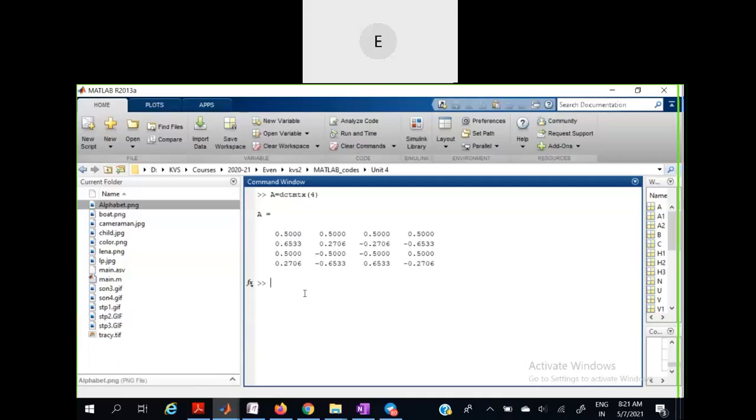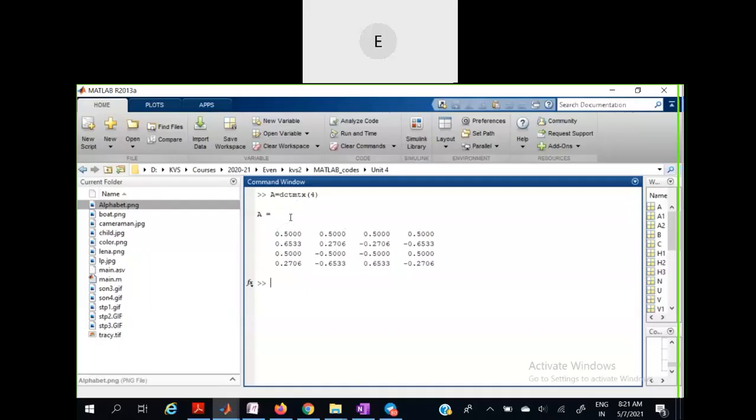Is the MATLAB window visible? Yes, sir, it's visible. Okay, okay. Yes, sir.